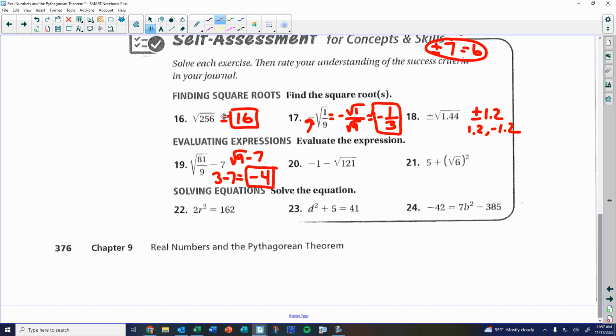For 20, what is the square root of 121? 11. So we can just write 11 down here, 1 minus negative 11. So when I subtract 11 from a negative number, do we go further from 0 or closer to 0? Further, right? So our answer is negative 12.